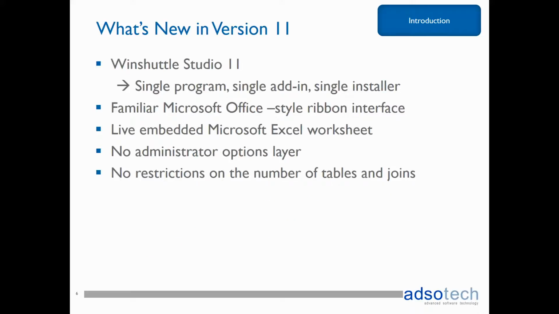If you have been using a previous version of WinShuttle Query, here's a quick summary of the major changes in version 11. First of all, WinShuttle Studio is now a single program that includes all the WinShuttle desktop products. And then the feature availability is controlled by the user licenses, which simplifies installation as you no longer need separate installers for developers and end users.